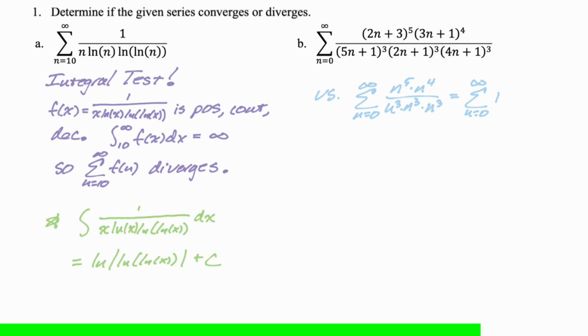Although I could, I guess, limit compare this. It's a weird idea, like the sum of 1 diverges. So I guess you could limit compare it? I don't know. What I'm going to do instead is the nth term test for divergence. This will definitely diverge by the nth term test.